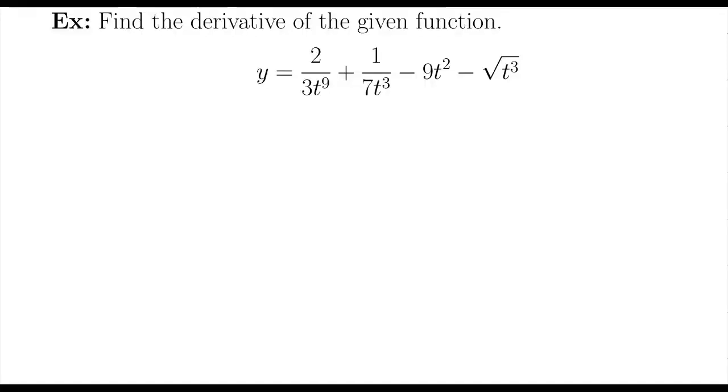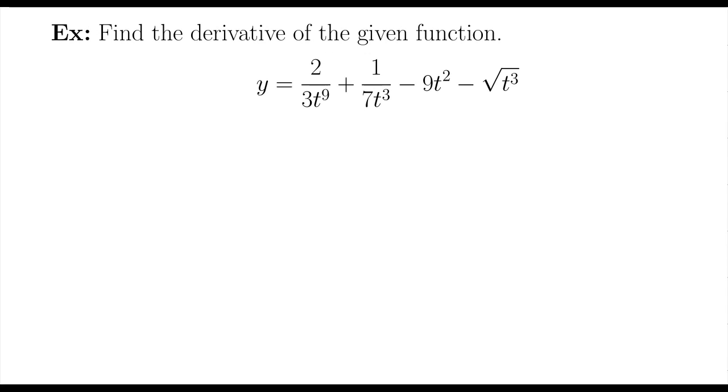Let's find the derivative of the function y equals 2 over 3t to the ninth plus 1 over 7t to the third, minus 9t squared minus the square root of t cubed. Okay, so this one's a little tricky because there's a little bit of everything here. Let's rewrite this.